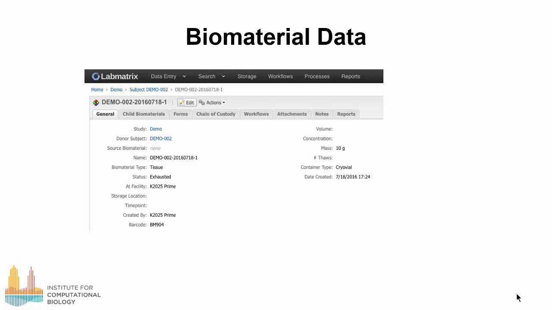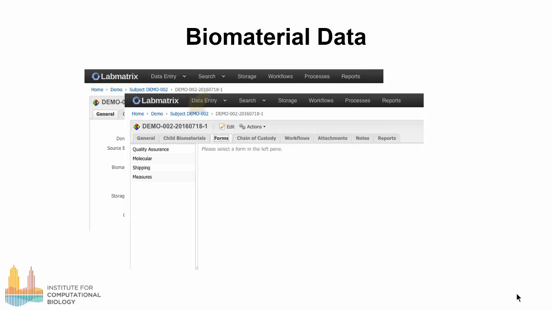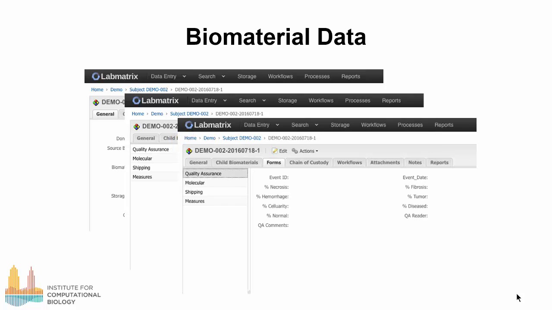Here we see detailed information for a specific tissue sample from subject Demo 002. Clicking on the Forms tab produces a list of forms with more details about this biomaterial. If we click on Quality Assurance, for example, we see various QA details.